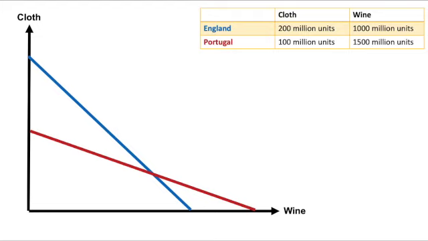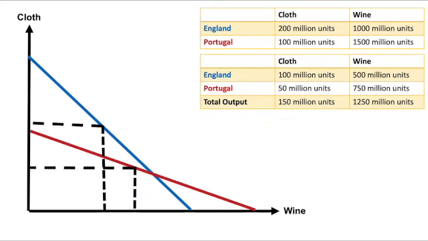So let's imagine that England can produce a maximum of 200 million units of cloth with all their resources, whilst Portugal can produce 100 million units. Then England can also produce a maximum of 1,000 million units of wine, and Portugal 1,500 million units. But of course that would be, as I said before, if they allocate all of their resources, as the PPF shows. Now let's imagine we selected a point on the PPF which is approximately half of their resources. So let's say they shared half of their resources with cloth and half with wine.